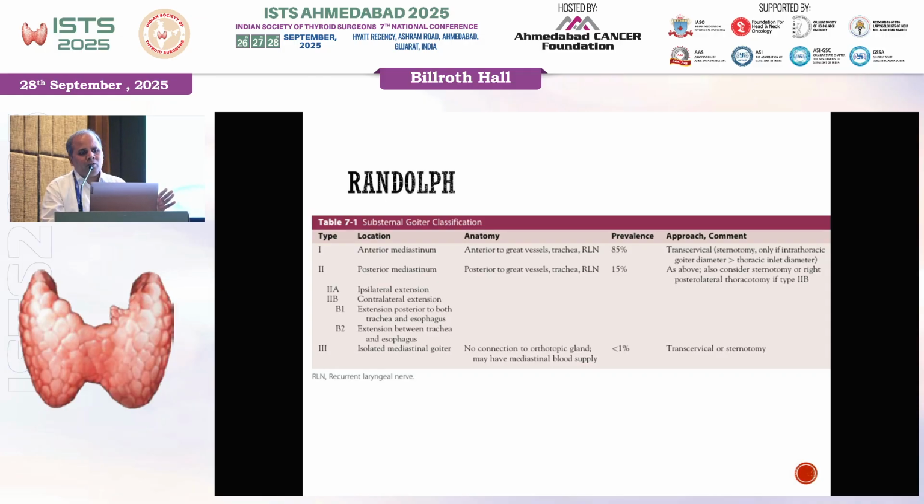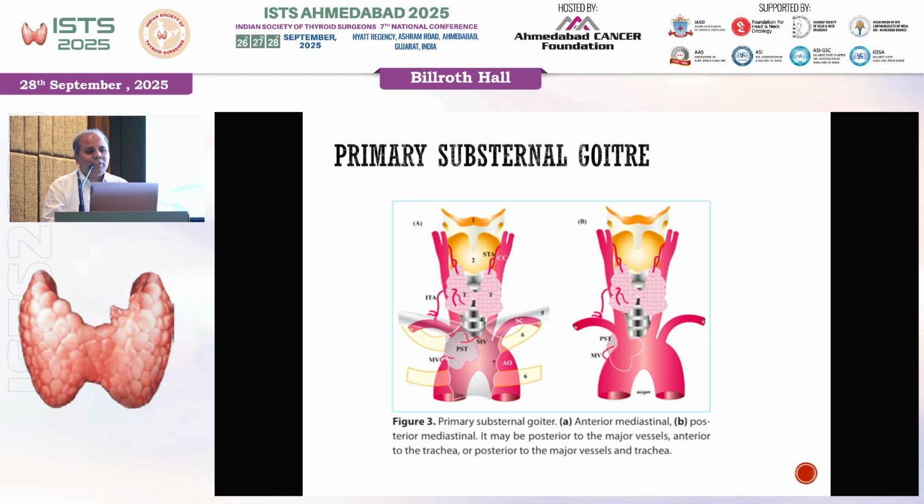So 85% of these are type 1 going to the anterior mediastinum, and the majority of these will be managed by a cervical approach. Very rarely, only when you have a retrosternal extent which is wider than the thoracic inlet will you require an extra cervical approach, whereas the posterior or type 2 ones, this is where we need to be aware that we may require an extra cervical approach, and we should have a CVTS backup.